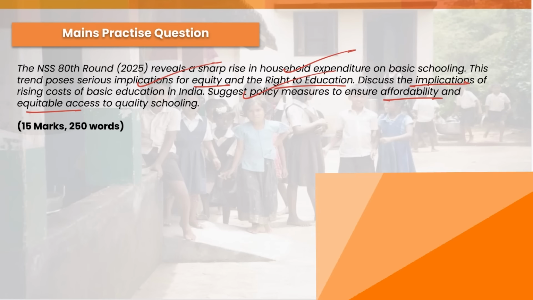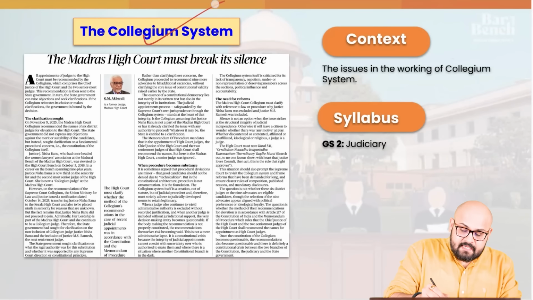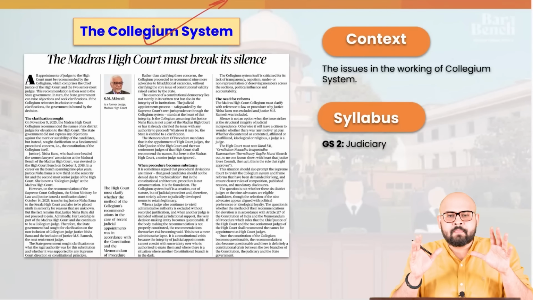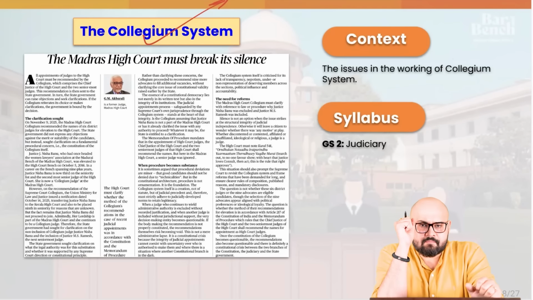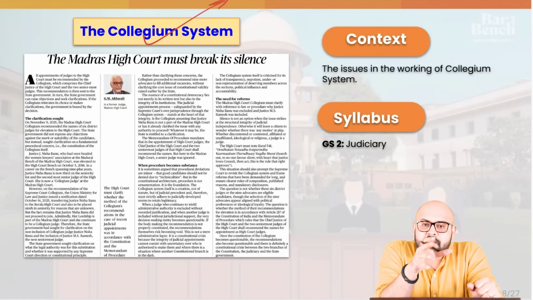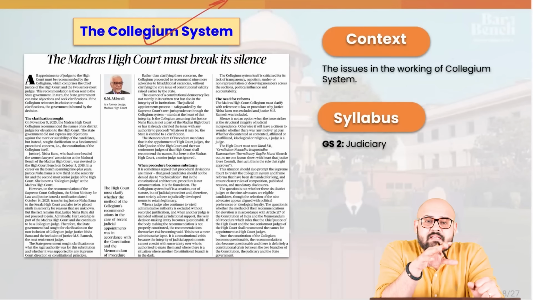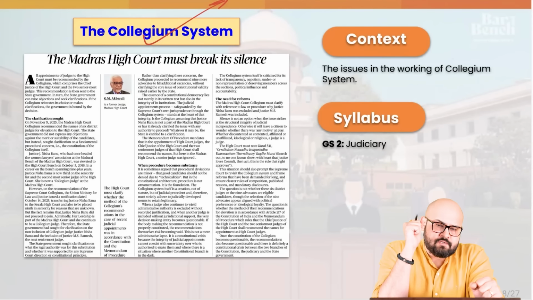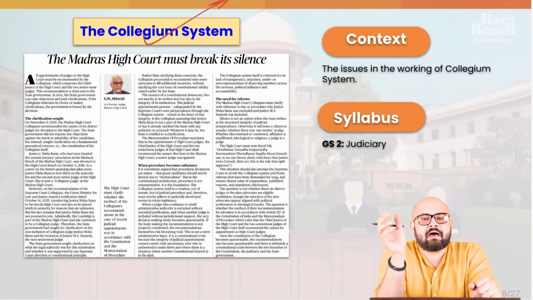Let's go to the next topic. Coming to the next topic, this is with respect to the Collegium System. First of all, in simple terms, what do we mean by the Collegium System? This is a mechanism where judges themselves appoint and transfer the judges of the higher judiciary, including that of the Supreme Court and the High Courts.